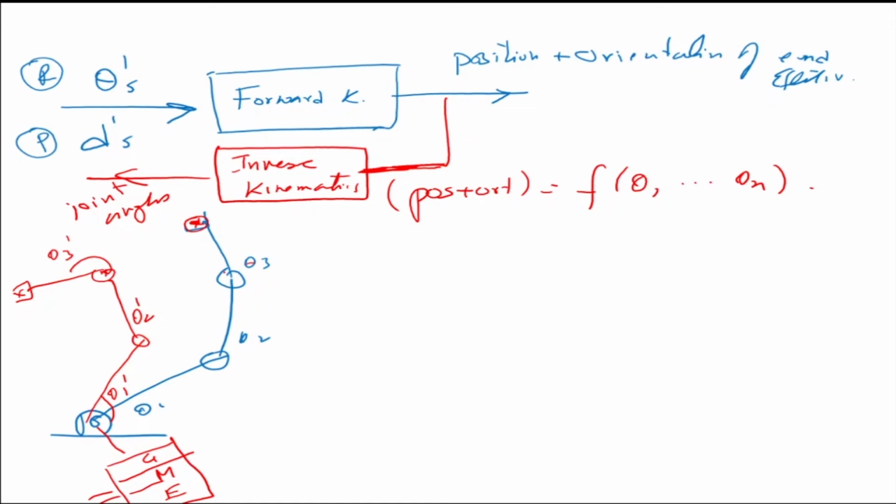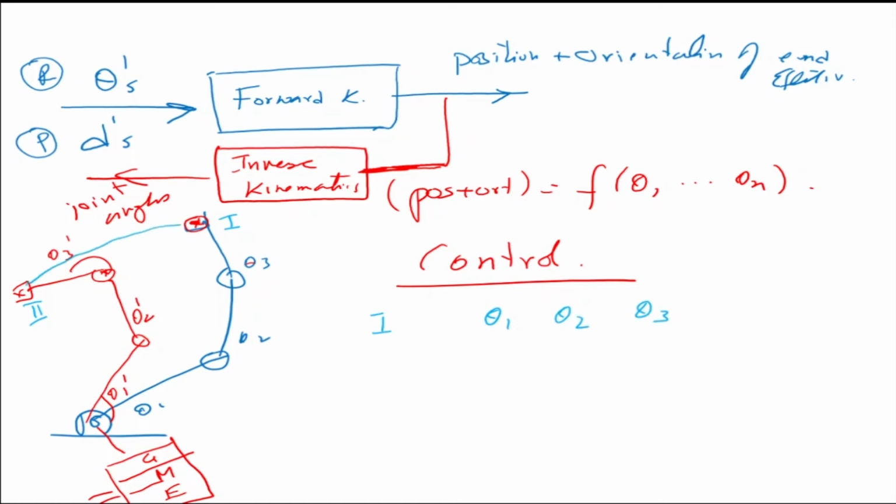In terms of control, how does the robot manipulator actually work? Suppose we are at position 1, or location 1, and we want to go to location 2. At location 1, it will find the corresponding joint angles theta 1, theta 2, theta 3 by doing inverse kinematics. Then I want to go from here to here. So at location 2, it will again do inverse kinematics and find out theta 1 dash, theta 2 dash, theta 3 dash.